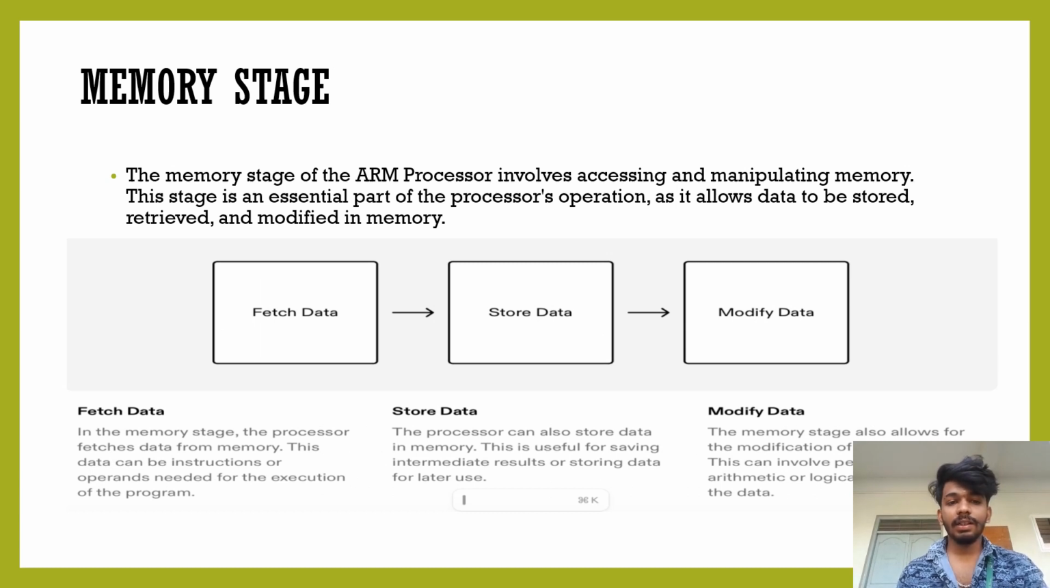Memory stage. The memory stage of the ARM processor involves accessing and manipulating memory. This stage is an essential part of the processor's operation, as it allows data to be stored, retrieved, and modified in memory. Fetch data, store data, modify data.